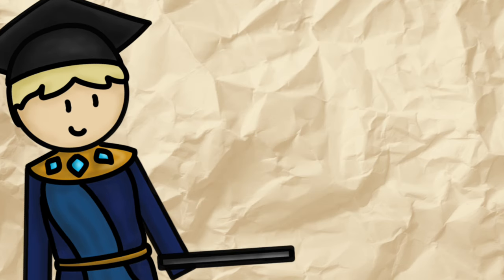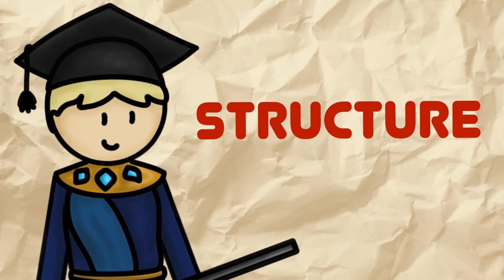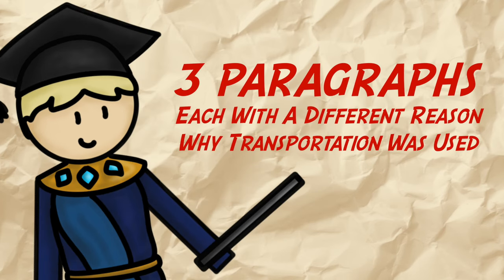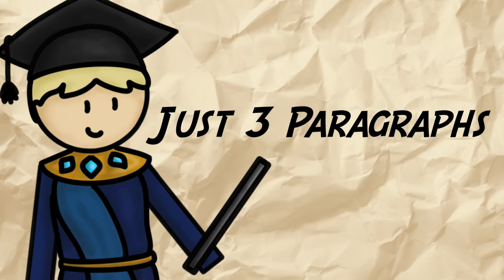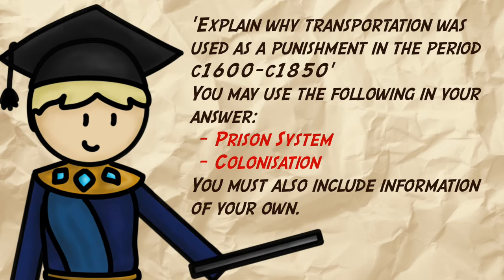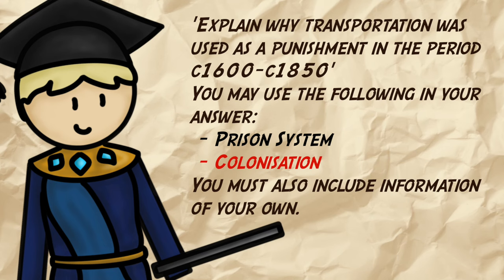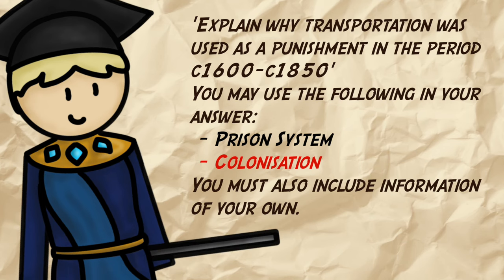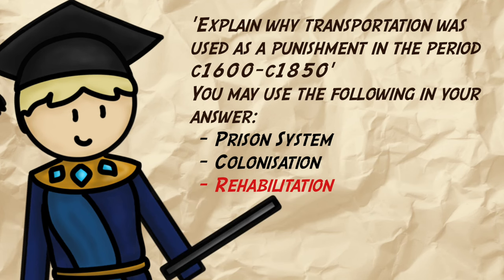The first thing we want to think about when answering a question like this is the structure. For an explain question, we're going to need three paragraphs, each with a different reason why transportation was used as a punishment. We don't need an introduction or a conclusion for this question, just the three paragraphs. Conveniently, with this type of question, they also provide the topic for two out of the three paragraphs. So we know our first paragraph will be about the prison system, and our second will be about colonization. We only have to come up with an idea for our third paragraph. So in this case, we could do our third paragraph about rehabilitation.